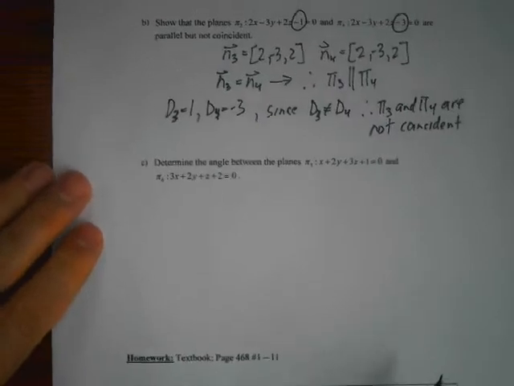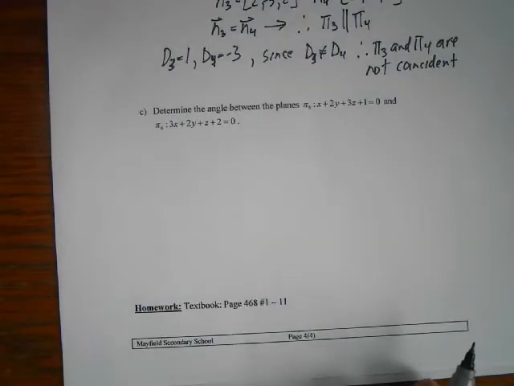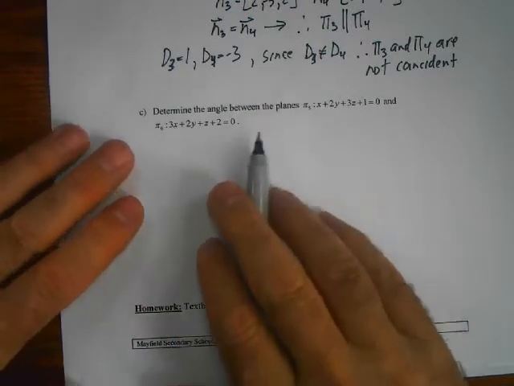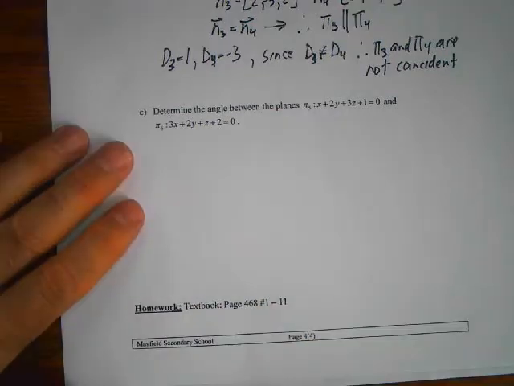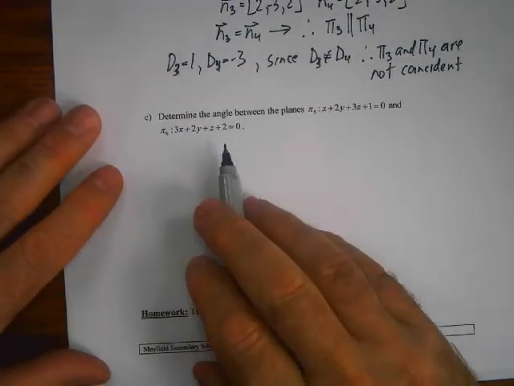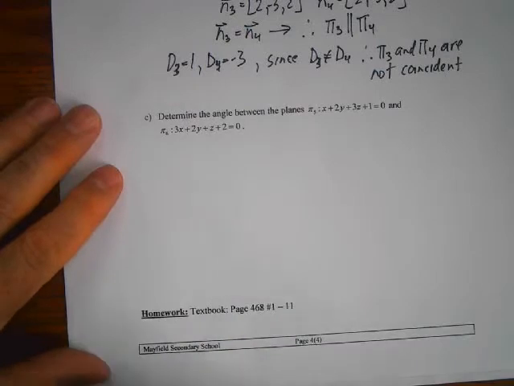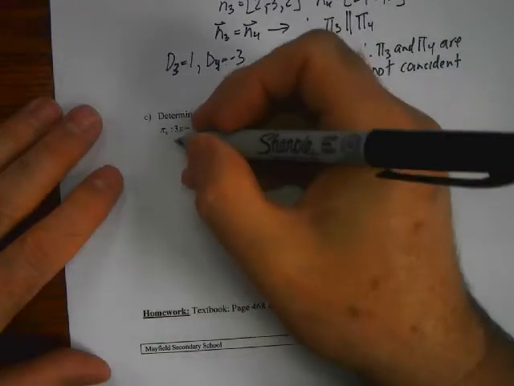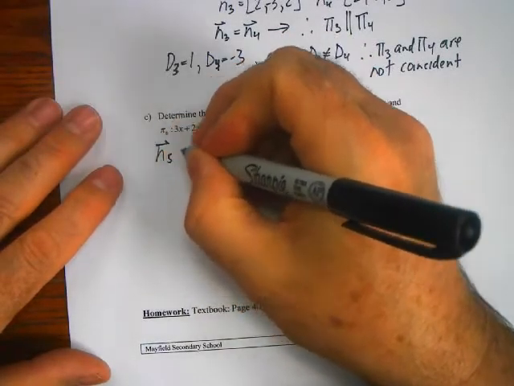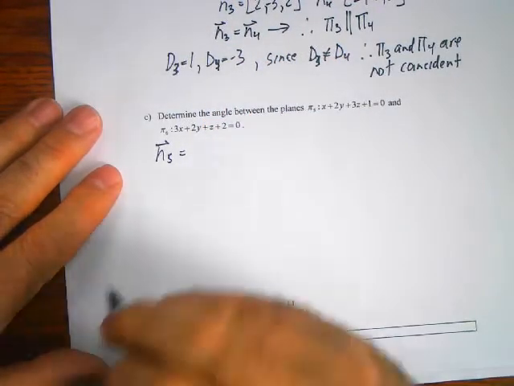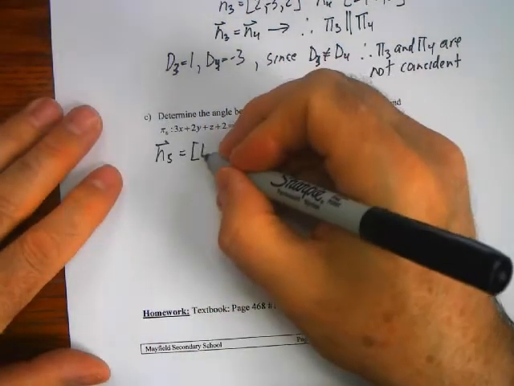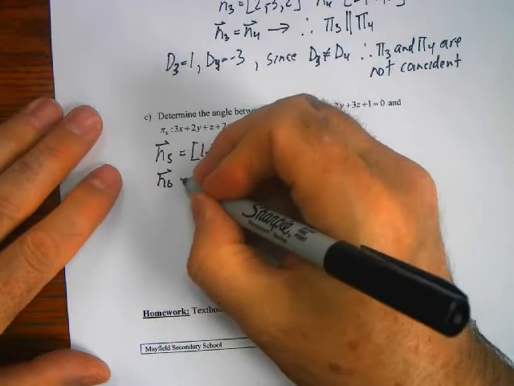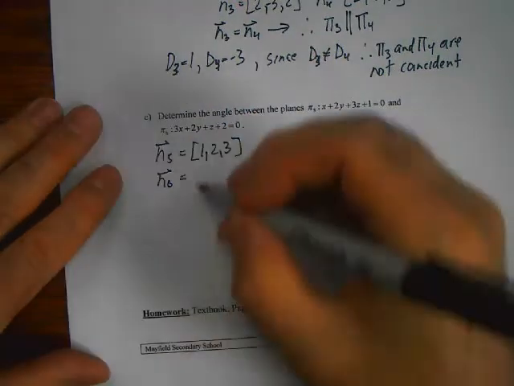Okay, last question. This is a useful one. We haven't even really touched it, but this is that formula to get the angle between two planes. So we have pi 5 and pi 6 this time. We want to get the angle between them. So first thing we have to do, if you remember the formula, we need the normals of each of the planes. Normal 5, from pi 5, has a normal of 1, 2, 3. Normal 6 from pi 6 has 3, 2, 1.